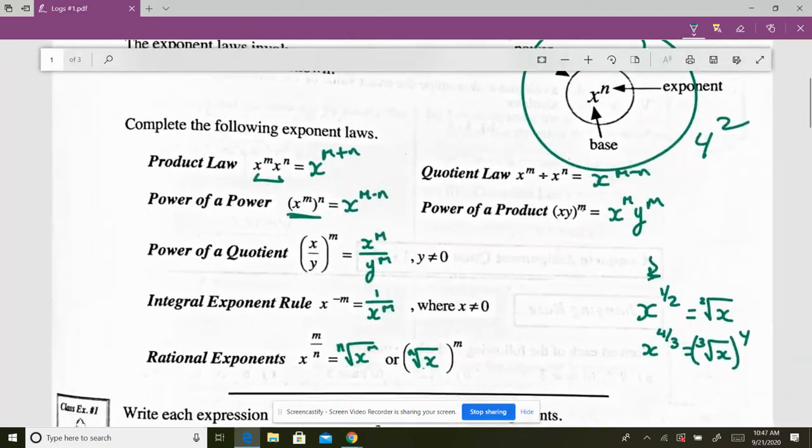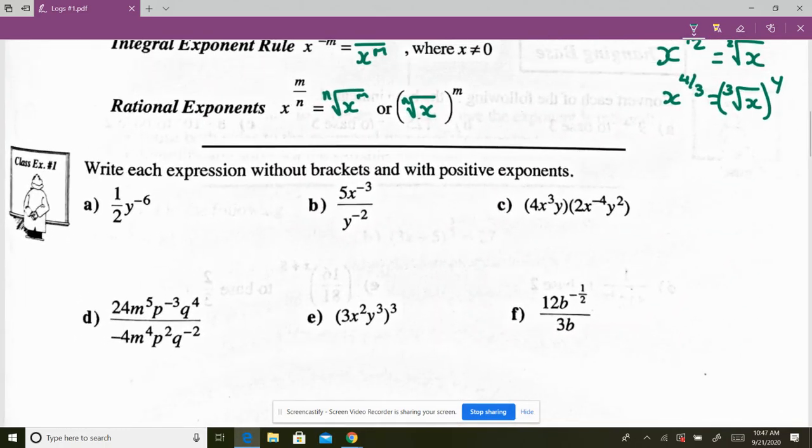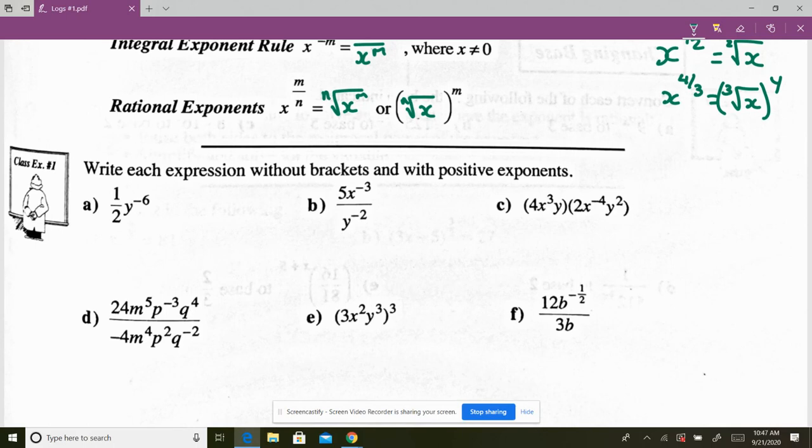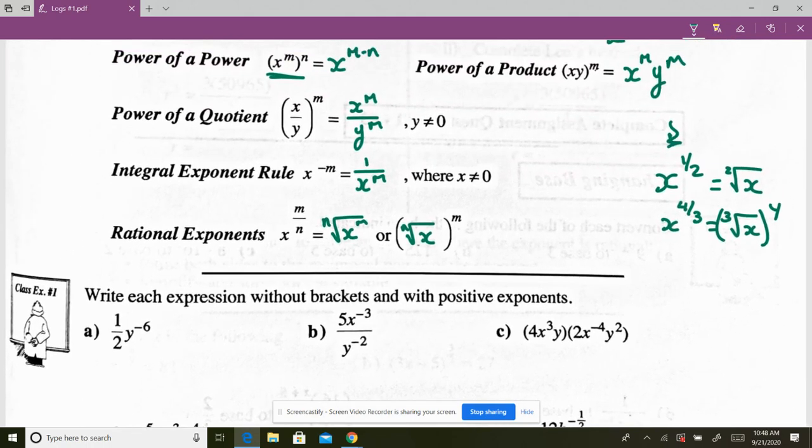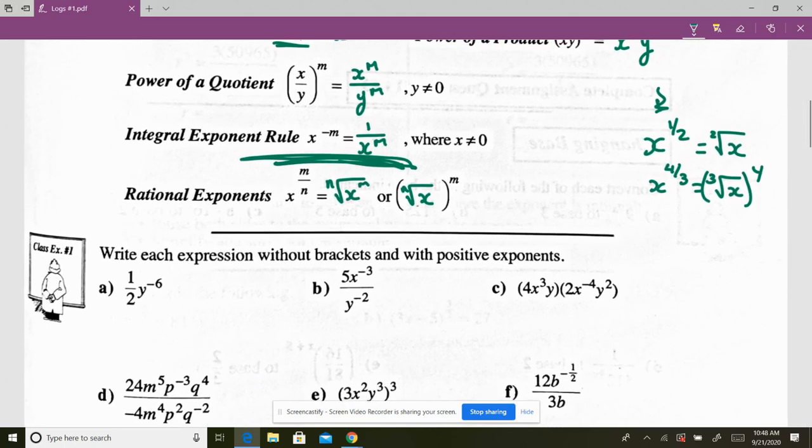Okay. So we're gonna simplify these with no brackets and positive exponents. So how do I make the -6 on the y positive? Put it in the denominator. So if you just write it as 1 over 2y to the power of 6. Done.